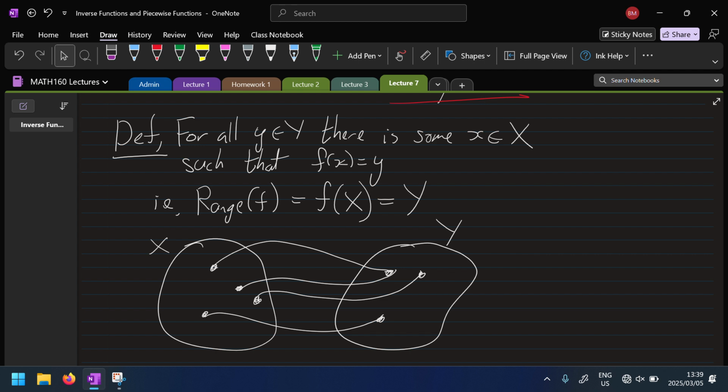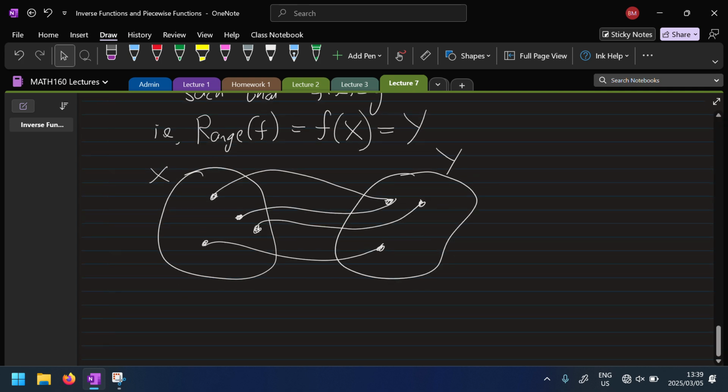Any questions on surjective? Okay, so please just keep in mind, range equals target, surjective. If the function is 1-to-1, injective. That's all you need to know for those two properties.